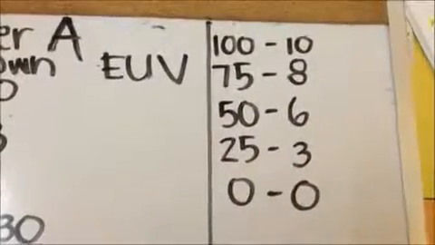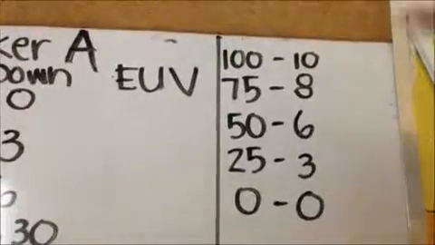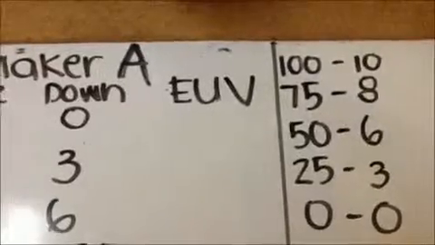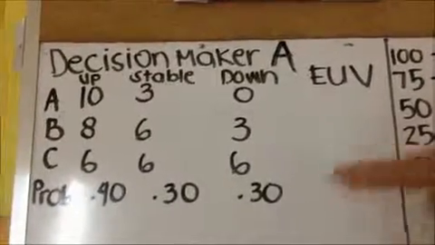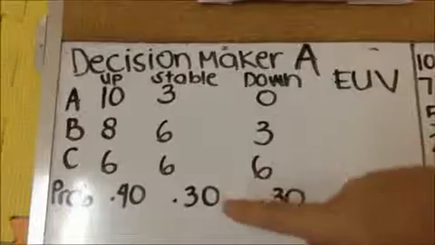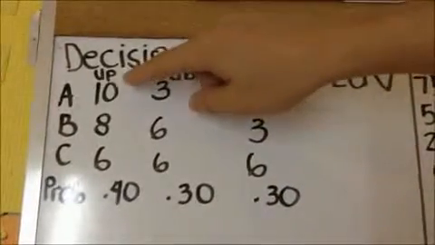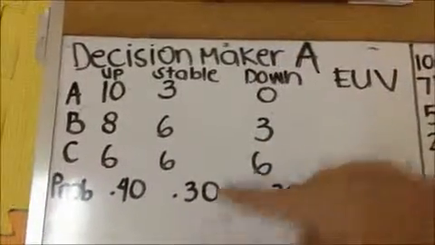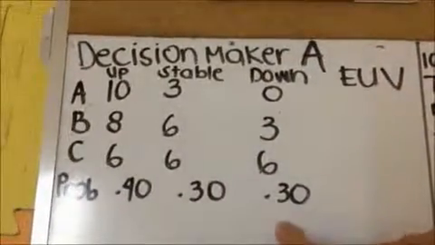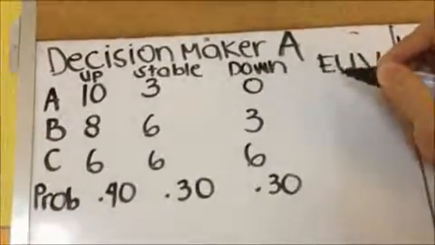So for decision maker A, 10 is for 100, 8 is for 75, 6 is for 50, 3 is for 25, then the lowest, 0, is for 0. So it's just like the procedure in question A. We're going to multiply all the values to its probability. So for A, 10 times 0.40 plus 3 times 0.30 plus 0 times 0.30.